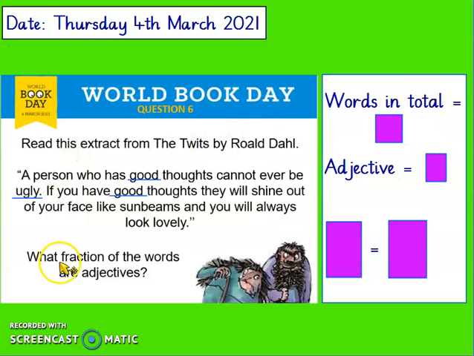We're going to read this and work out what fraction of the words are adjectives. Remember, adjectives are describing words. A person who has good thoughts cannot ever be ugly. If you have good thoughts, then they will shine out of your face like sunbeams and you will always look lovely. So we've got 1, 2, 3 adjectives.